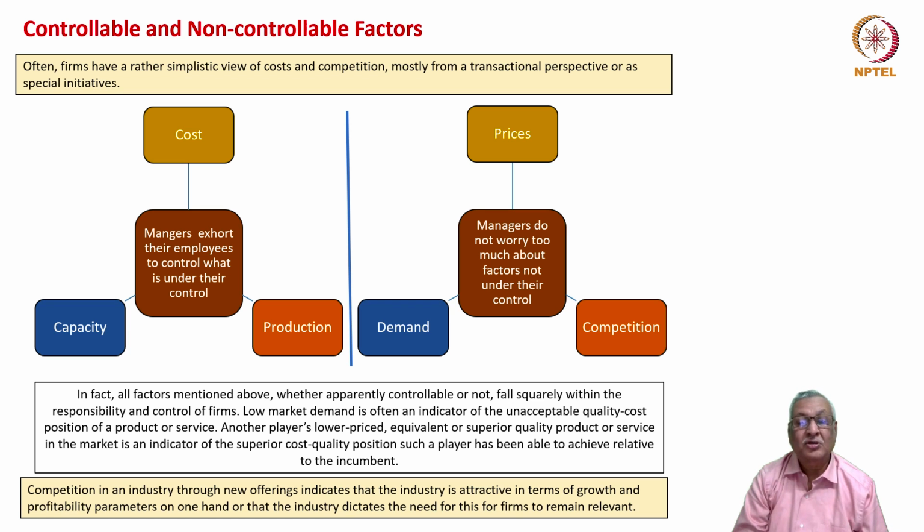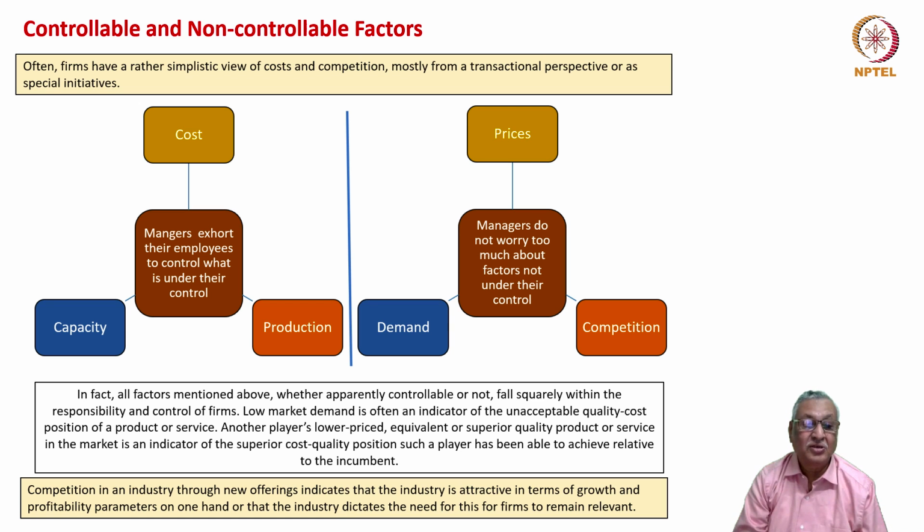There are controllable and non-controllable factors as far as cost and quality are concerned. But firms take a very simplistic view of costs and competition, mostly from a transactional perspective or as special initiatives, as I said. Managers exhort their employees to control what is under their control, and by implicit indication, they also tell their employees not to worry too much about factors which are not under their control. So managers focus very much on production capacity and the resultant cost. Managers do not worry about demand, competition, and prices.